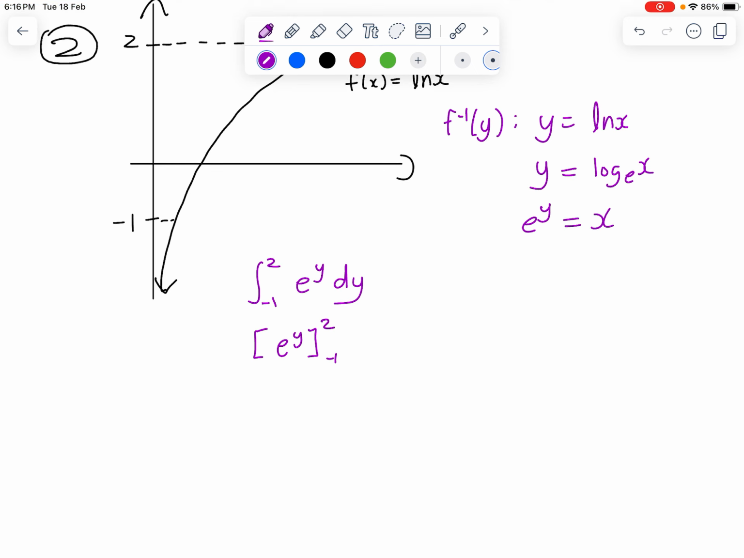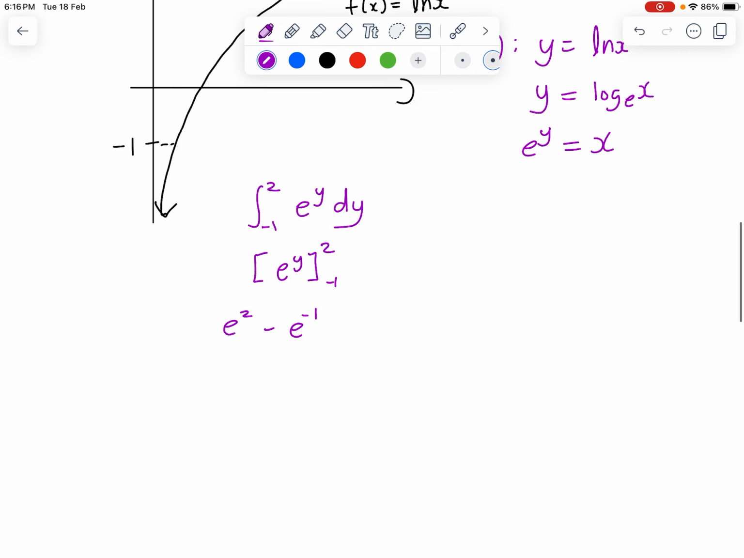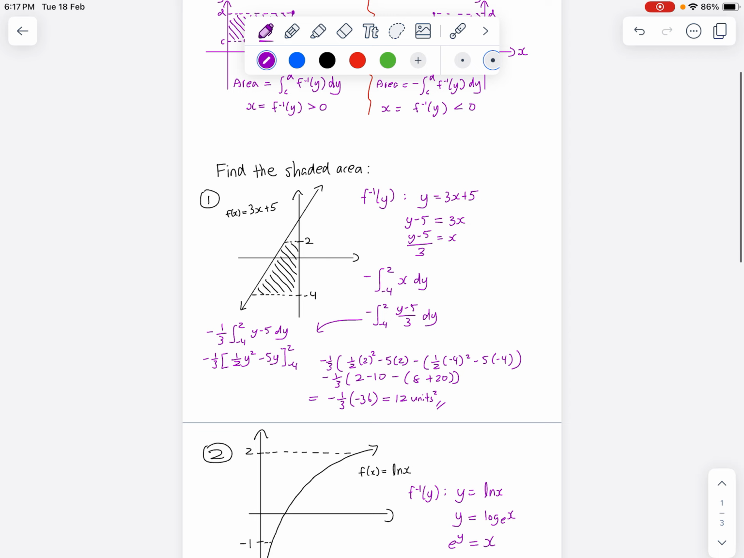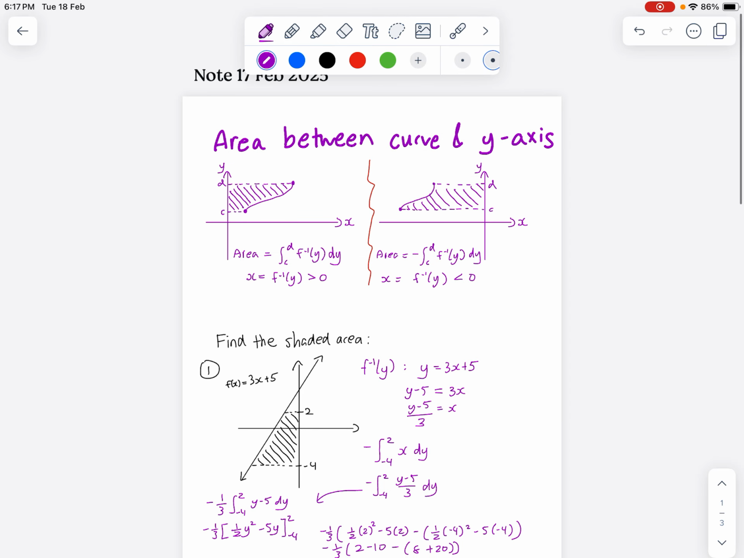Now we plug in the values 2 and negative 1. We have e to the power of 2 minus e to the power of negative 1, which is the same as e squared minus 1 over e. If we want to make a common denominator, then it will be e cubed minus 1 over e. We can just leave our answer as that, and there you have it. That is how you find the shaded area between the curve and the y-axis. Thank you for watching.